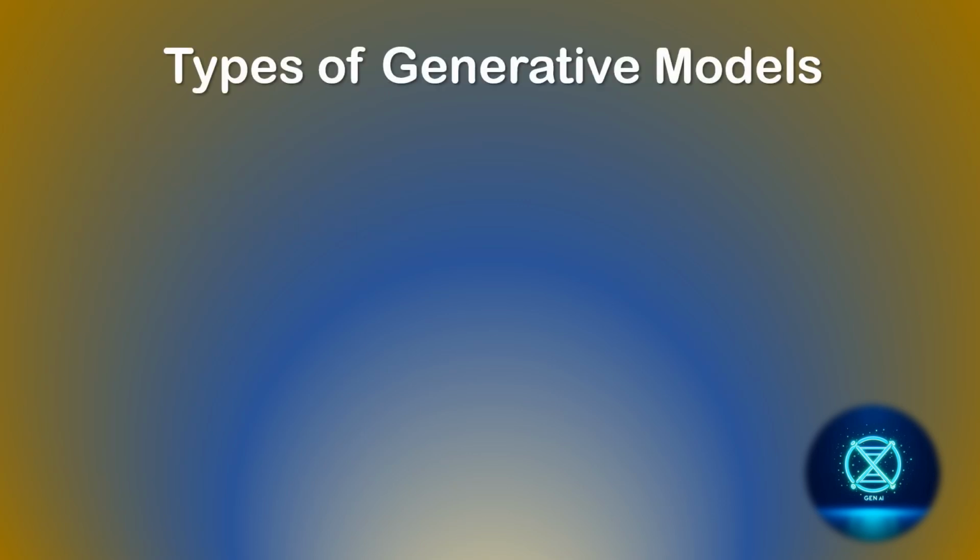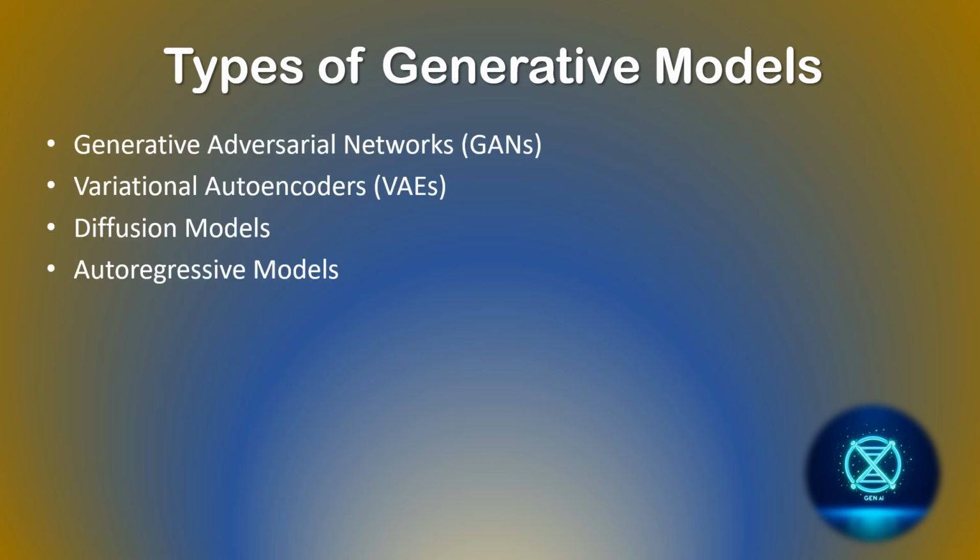Okay, so now let's see what types of generative models we have. The first one is GAN, generative adversarial network. The second one is variational autoencoders. The third one is diffusion models, and the last one is autoregressive models.